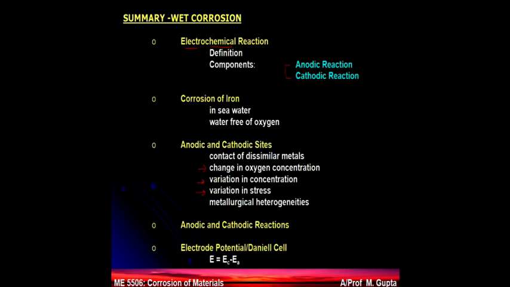Then we learned about the metallurgical heterogeneities, and we saw that there are macro level defects and micro level defects. Macro defects include scratches, pits, holes, cracks, and wherever you have this kind of surface inhomogeneity, you have a deficiency of oxygen, and that leads to the formation of an anode, and the remaining area becomes cathode.